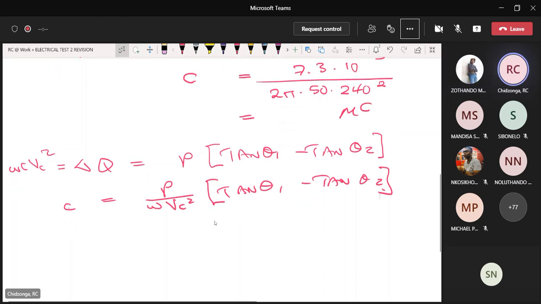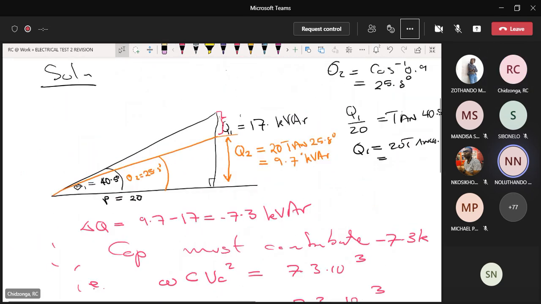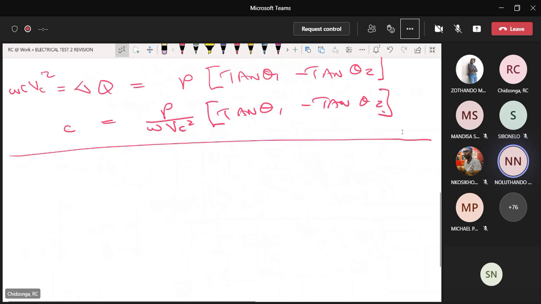Excuse me, sir. Can I share the way I've done this problem? Yes. When you said you're looking for a capacitor, I just said that we find the new Q, which is negative 7.4. I just say that QC is equal to XC. I just said XC is equal to V squared over QC. Then I substitute. Then QC is the one that I get, negative 7.3 kilo. I just said it's equal to XC.